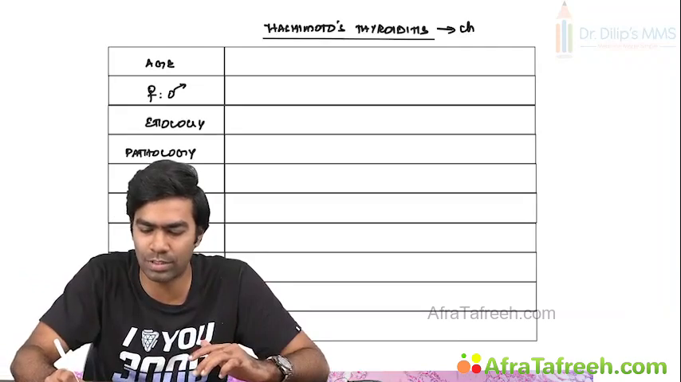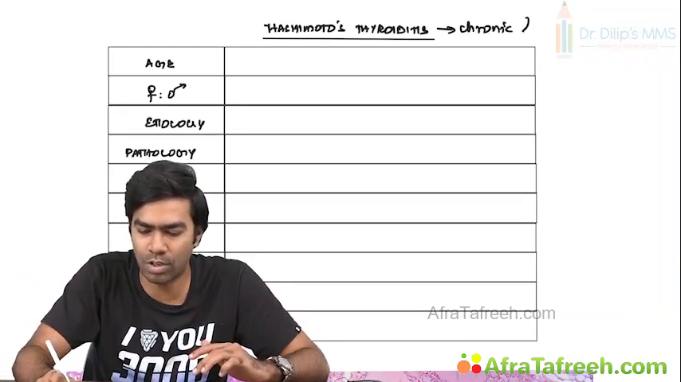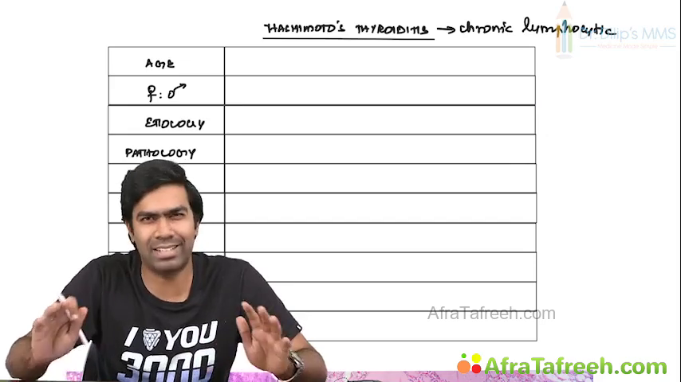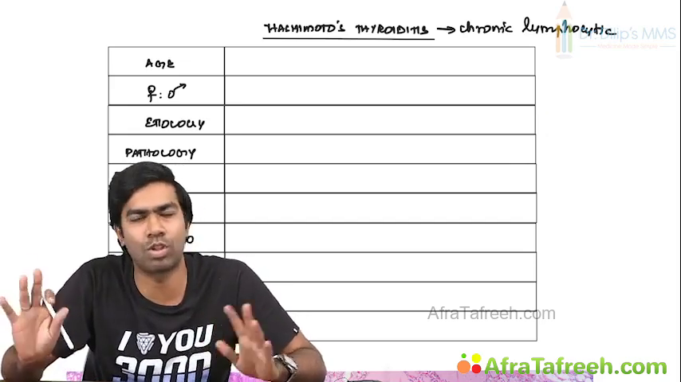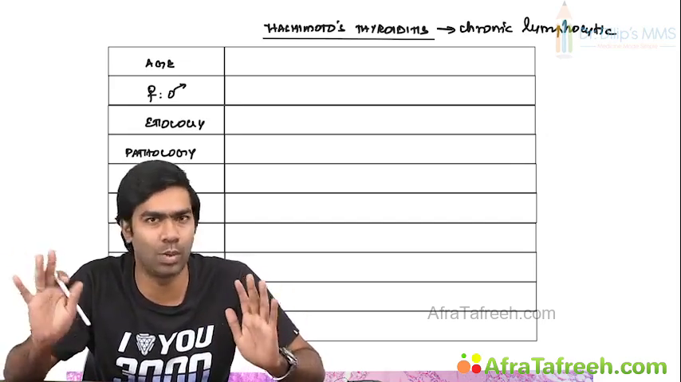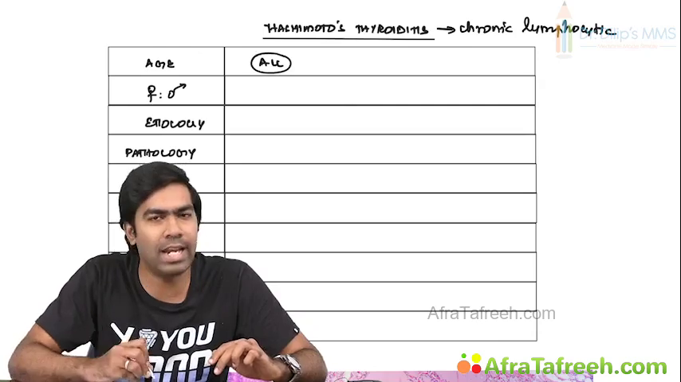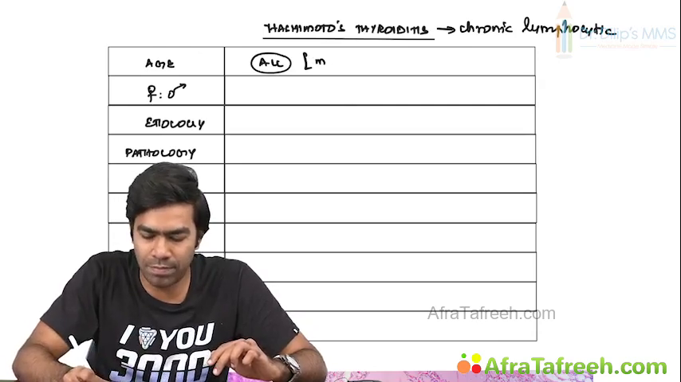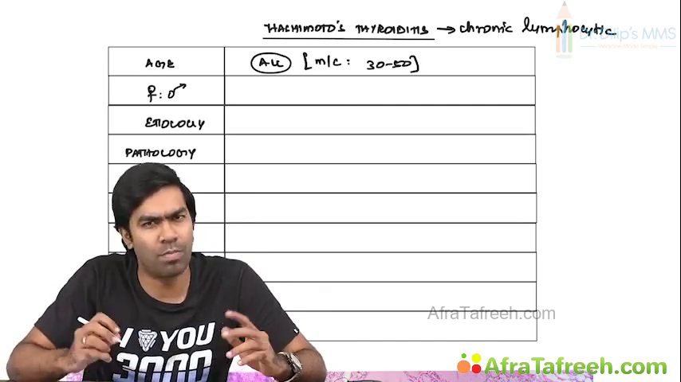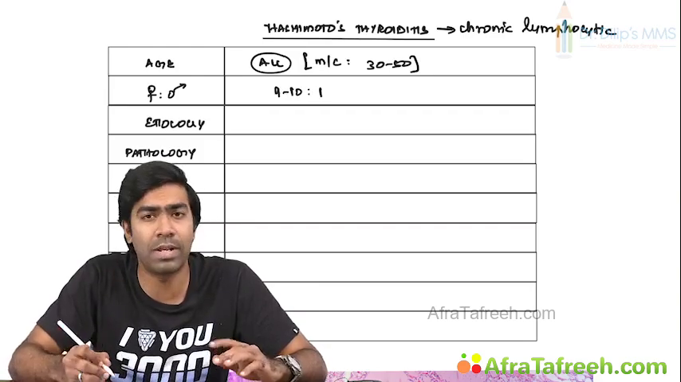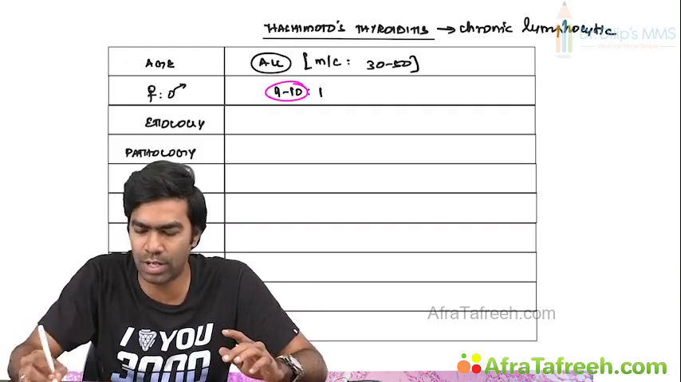Hashimoto's thyroiditis, we know the synonym. It's also referred to as chronic lymphocytic thyroiditis. It is characteristically painless and it's one of the most common causes of hypothyroidism in the world. Age group, it can affect any age group, but it is very common in the age group of 30 to 50 years. Obviously, it's very common in females, where the female-male ratio tends to be approximately 9 to 10:1.